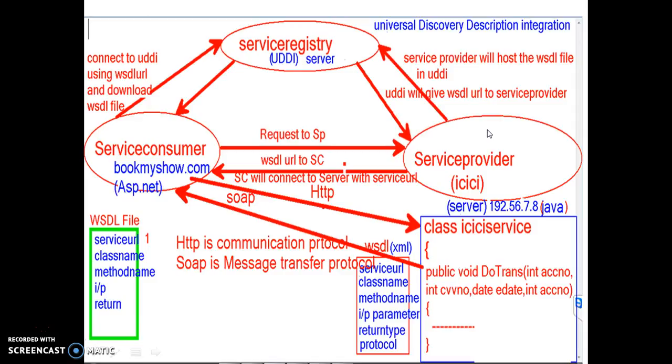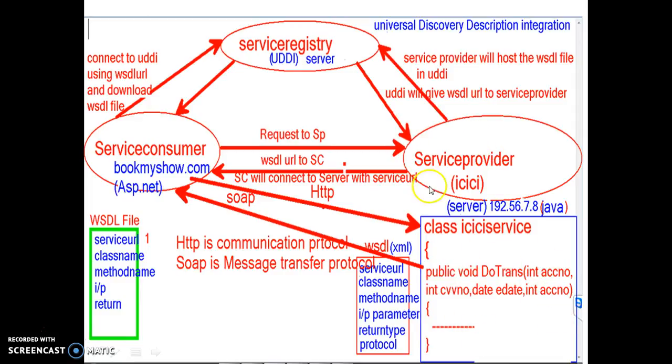So what is a service? Service is nothing but a simple class, which consists of some methods. So the service provider will create one service. Service means he will create a class. In that class there are some methods. For example, let us assume that here one class is there. The name of the class is ICICI service. And in this class there is one method, something like public void do transaction, passing the parameters account number, CVV number, expiry date, all these things. There are some parameters that we are trying to pass for this method.